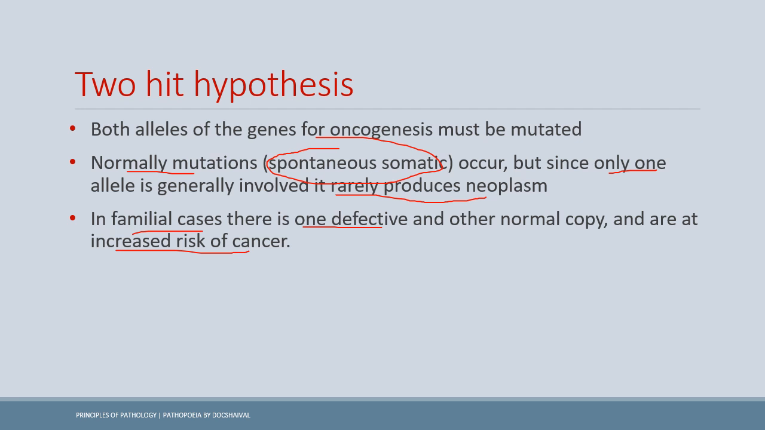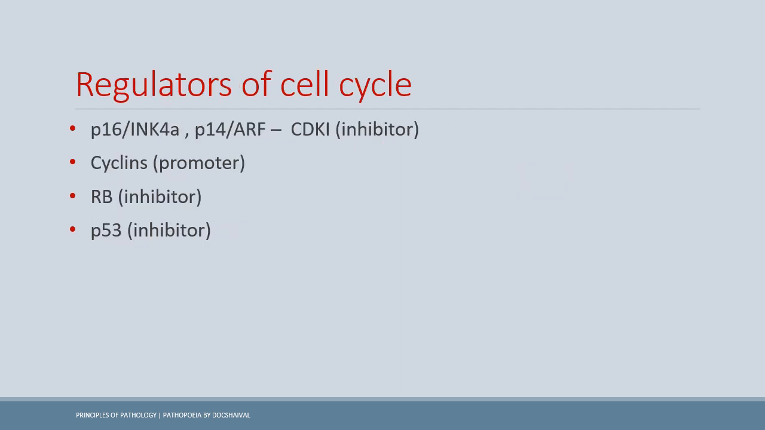So the idea here is that familial cases would have increased risk of cancer because they already have one defective copy of the allele, while in a normal person there are somatic mutations, but they affect only one allele, and the other allele remains intact or normal, and hence they rarely have a neoplasm. Now we are going to discuss the RB gene and the p53 pathways and mechanisms.